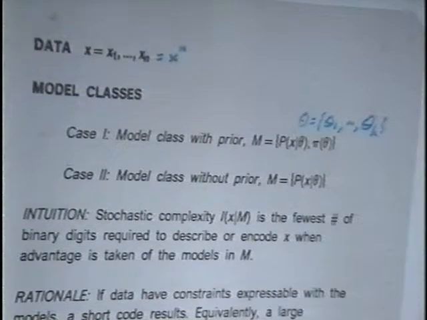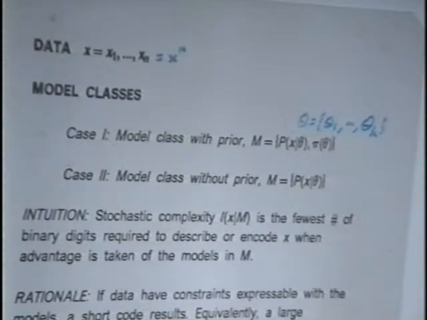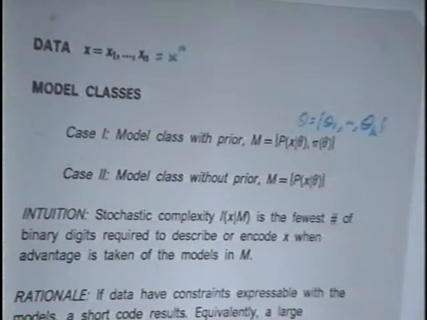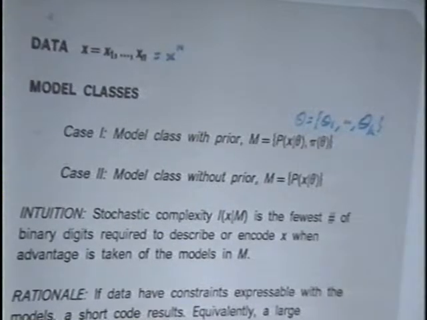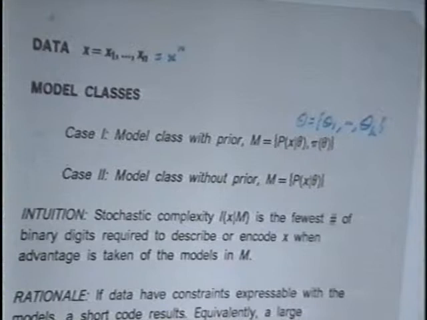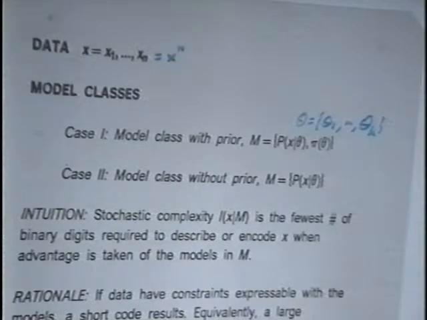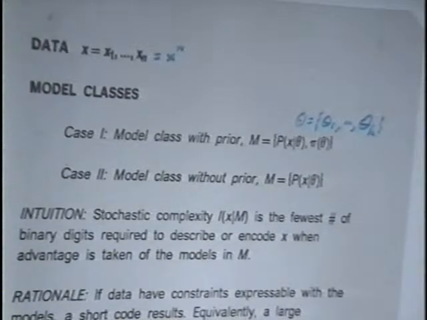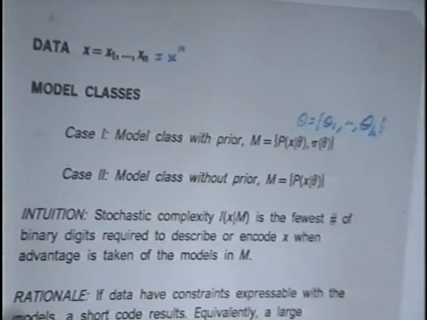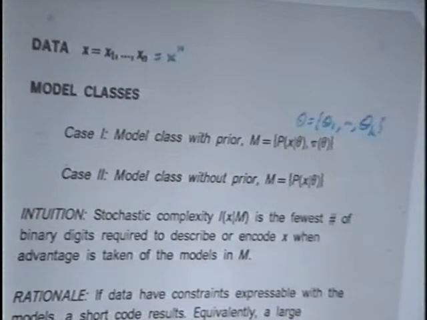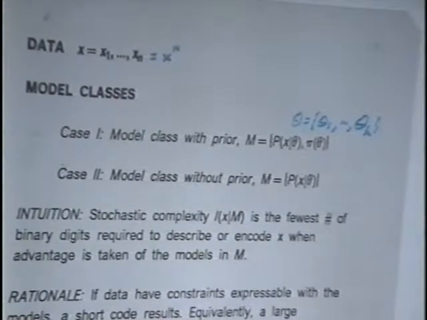Intuitively speaking, by stochastic complexity of the data X, I mean the fewest number of binary digits that it takes to describe or encode this data set when we try to take advantage of the models in the model class. And what's the rationale behind it? It is that essentially all descriptions that we cook up are redundant. And if we spot any constraint, we will be able to remove this redundancy, have a more compact description. So if we spot and remove all the redundancies that we can in terms of the chosen model class, then we will wind up with the very shortest code length.